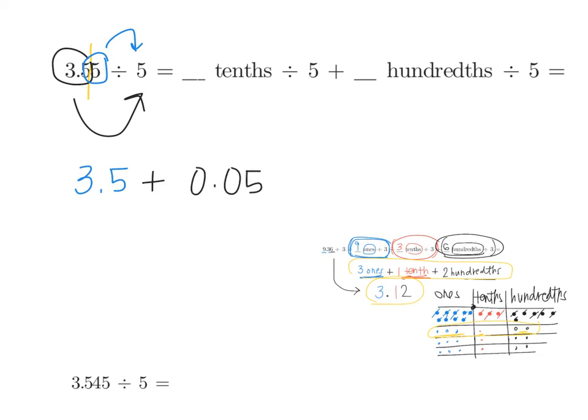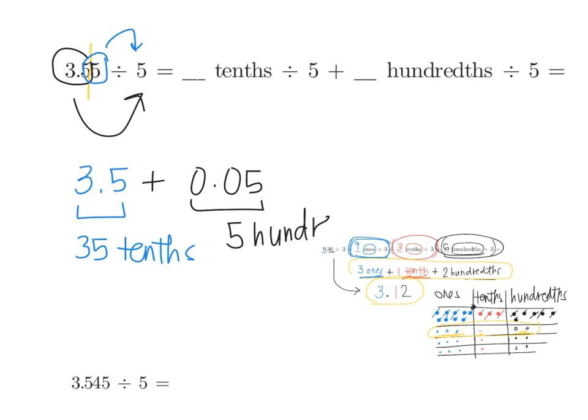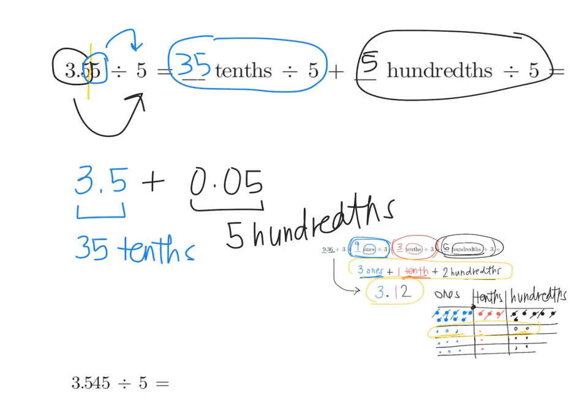I can name 3.5 as 35 whats? Tenths. Very good. I can rename 0.05 as 5 whats? Hundredths. Very good. Okay. So we can think of this problem in 2 parts. We can have 35 tenths divided by 5, and then we can have 5 hundredths divided by 5. What's 35 divided by 5? 7.